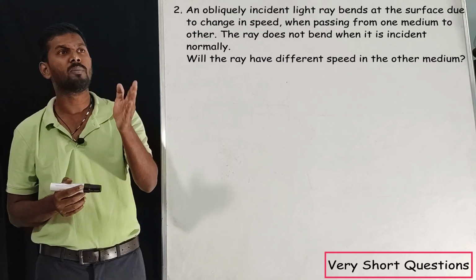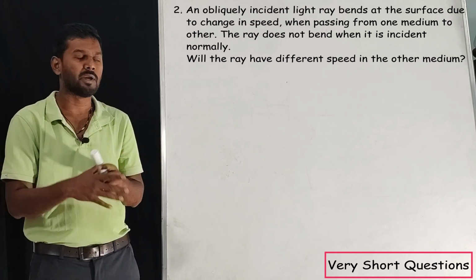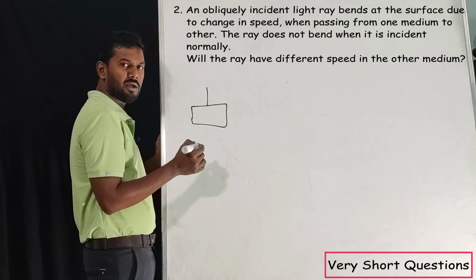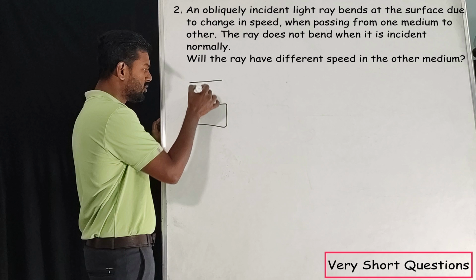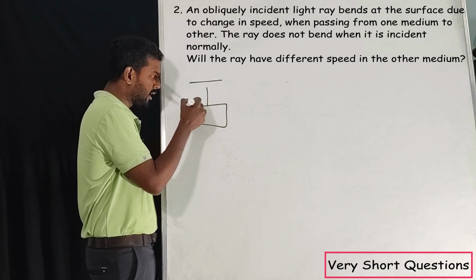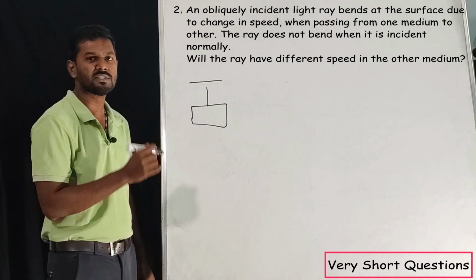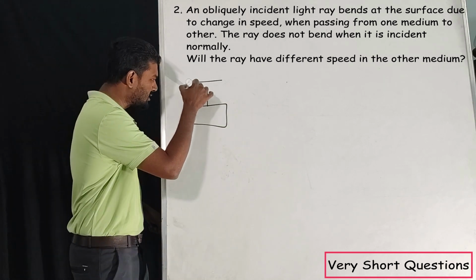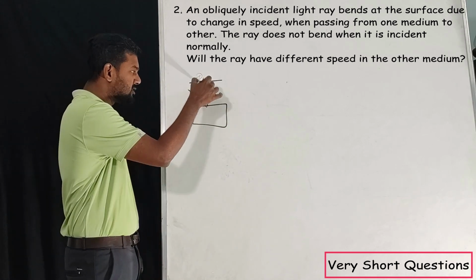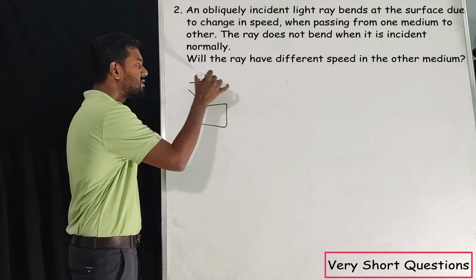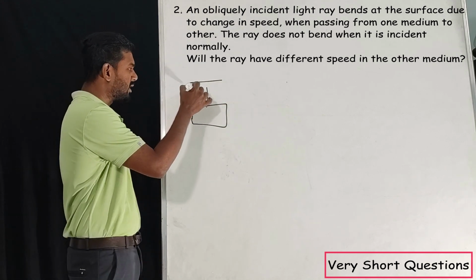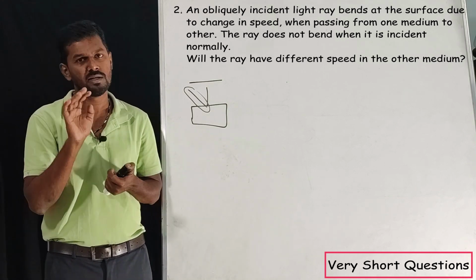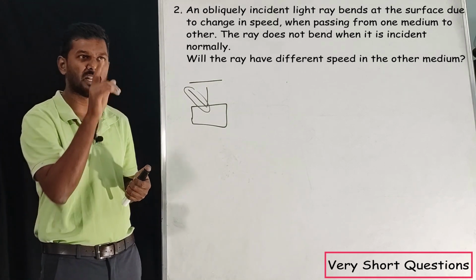What do you mean by an obliquely incident ray? Oblique means it is not perpendicular or parallel to the surface. This is the meaning of oblique incident ray. Oblique means there is some angle, some degree. So the angle of incidence will never be 0 for oblique incident rays. That is the meaning of that.